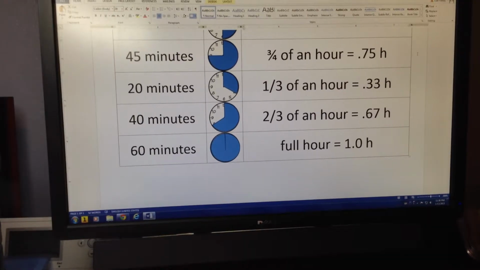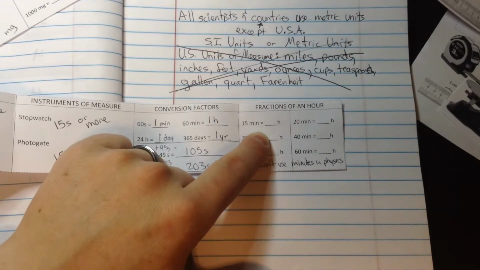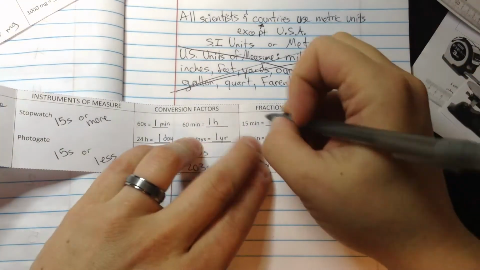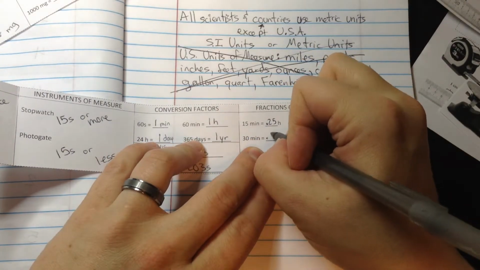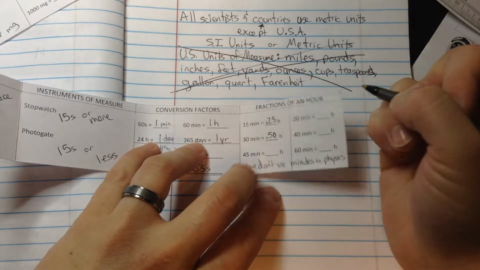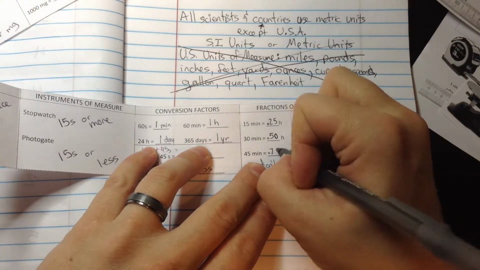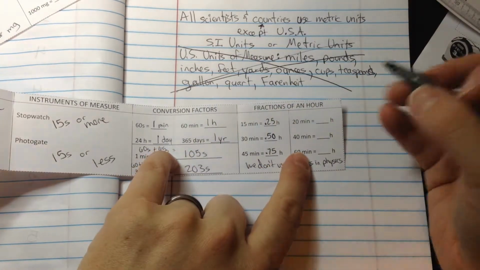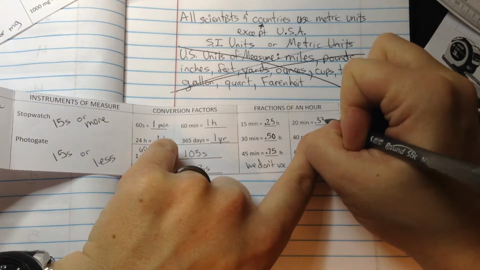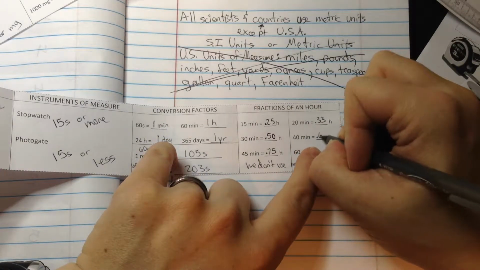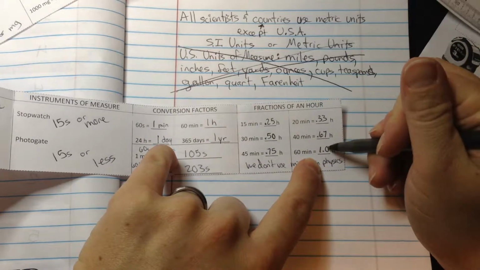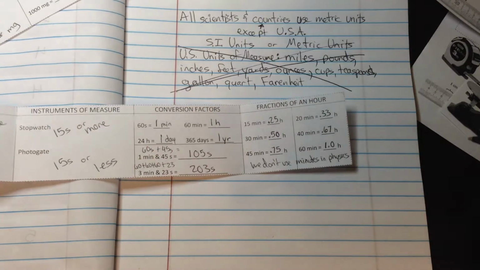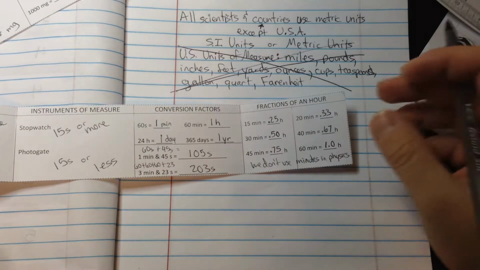Okay? So that's kind of how we do our time conversions for fractions of an hour. So that 15 minutes, 0.25 hours. 30 minutes, 0.50. Don't forget the 0 for significant figures. 45 minutes, 0.75 of an hour. Okay. 20 minutes, 0.33 of an hour. 40 minutes, 0.67. And 60 minutes, 1.0. And that 0 is in there for, again, significant figures. Okay? So there we go.